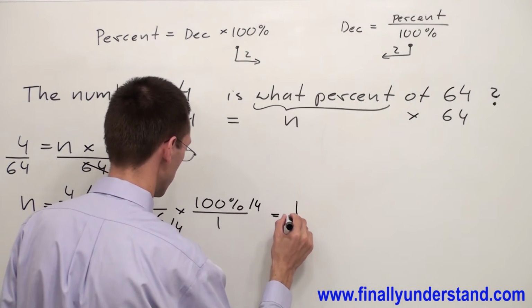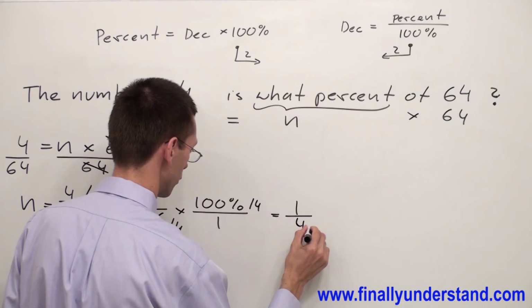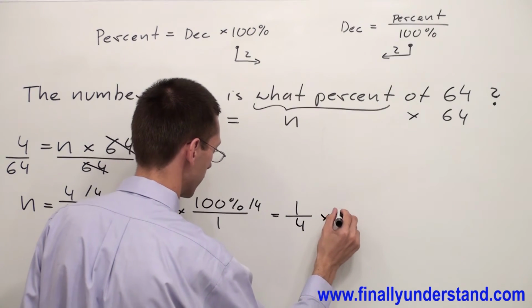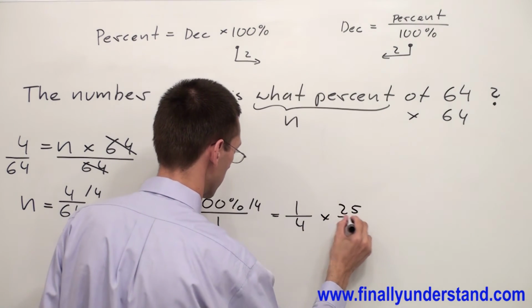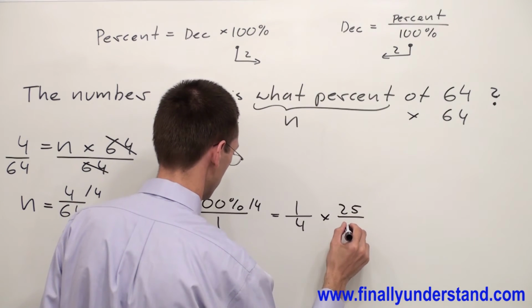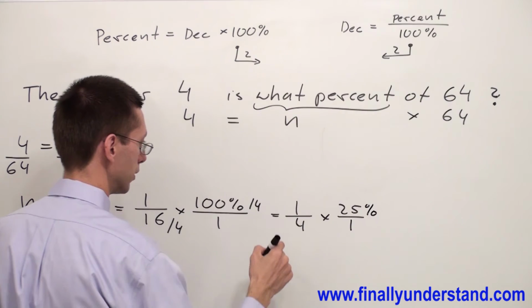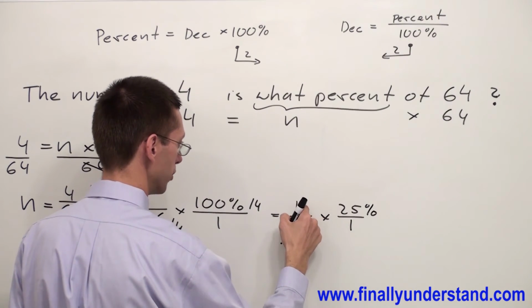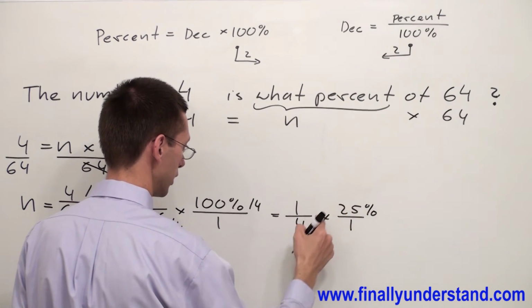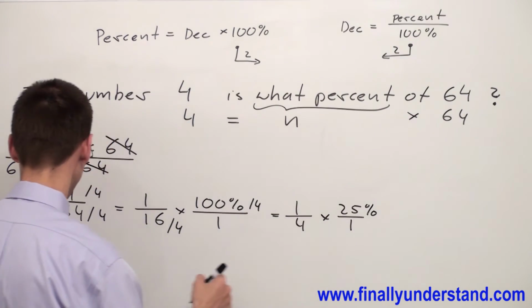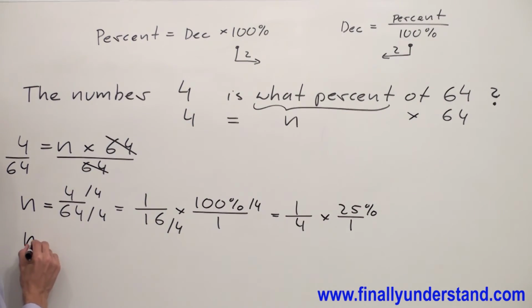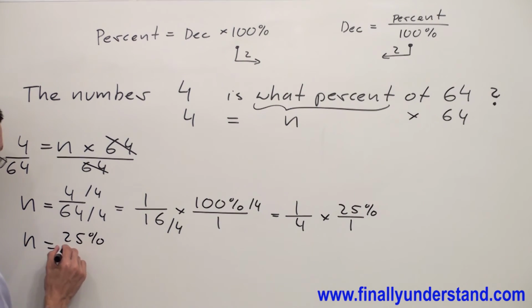So I'm going to have 1 over 4 times 25% over 1. This is percent. Now I can perform the multiplication. Numerator has to be multiplied by numerator and denominator by the denominator. That's why my n is going to be equal to 25% over 4. Now this is an improper fraction.